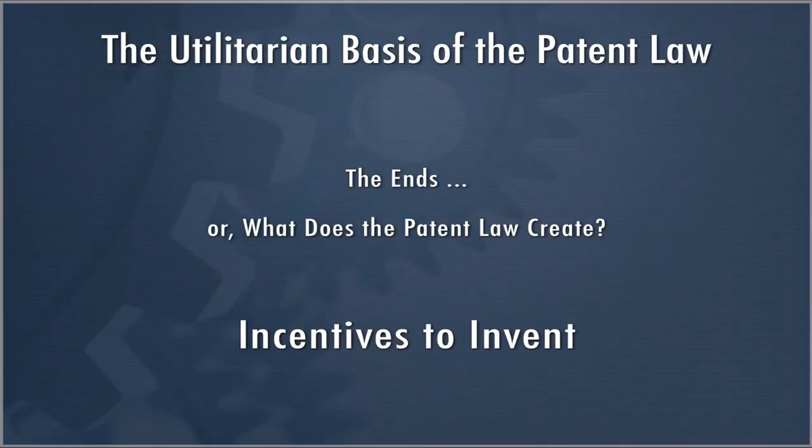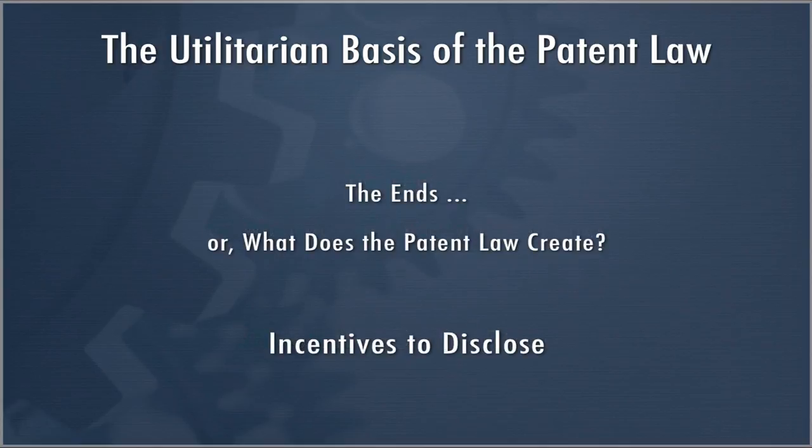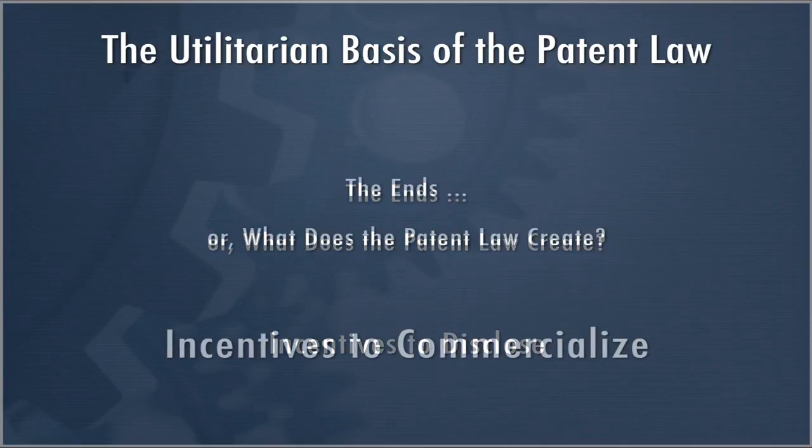Well, first and most obviously, it creates an incentive to invent, right? Because you can't get a patent unless you actually invent something new, useful, and non-obvious. So there's an obvious incentive to invent. An incentive to disclose. We talked about this a minute ago, right? I mean, you can't get a patent unless you disclose your idea to the public. You disclose to the public by filing a patent application, which will ultimately become public if the patent is granted. So it encourages people to disclose their ideas.